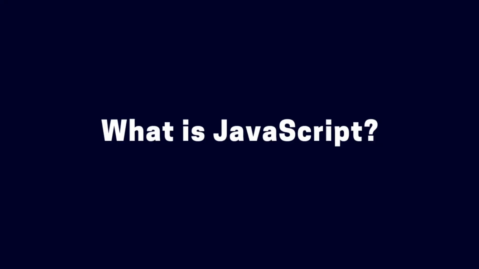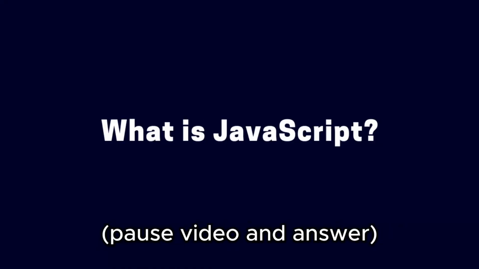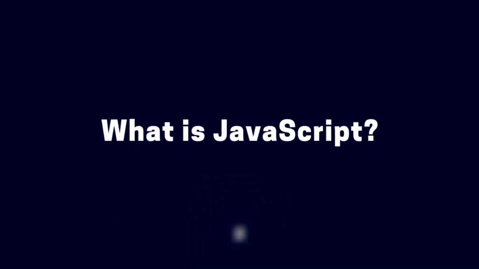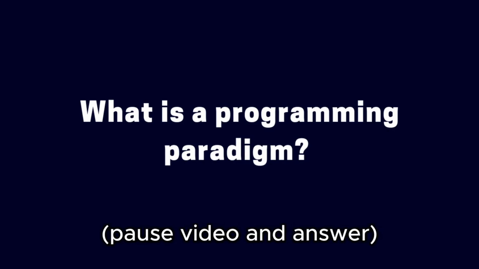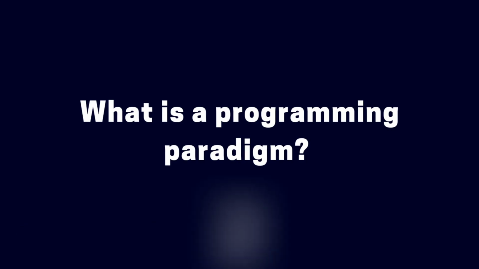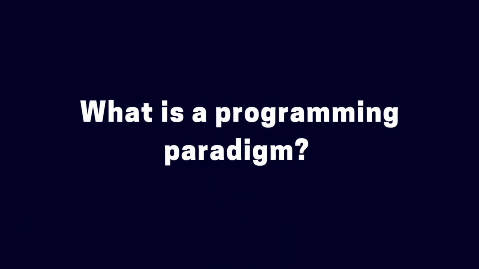What is JavaScript? JavaScript is the primary programming language of the web, mainly used to add dynamic functionality to websites. It is a general-purpose, multi-paradigm programming language with dynamic typing. What is a programming paradigm? A programming paradigm refers to a style or approach to programming, defining how solutions to problems are structured and implemented.